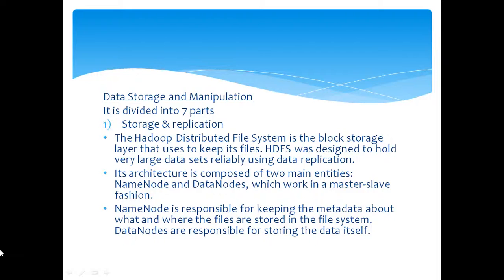The Hadoop Distributed File System is the block storage layer that is used to keep its files. HDFS was designed to hold very large data sets reliably using data replication. Its architecture is composed of two main entities, name node and data node, which work in master-slave fashion. As told earlier, the name node will get the user data and divide the data into different parts. The data node will process the data. The name node is responsible for keeping the metadata about what and where the files are stored in the file system. Data nodes are responsible for storing the data itself.